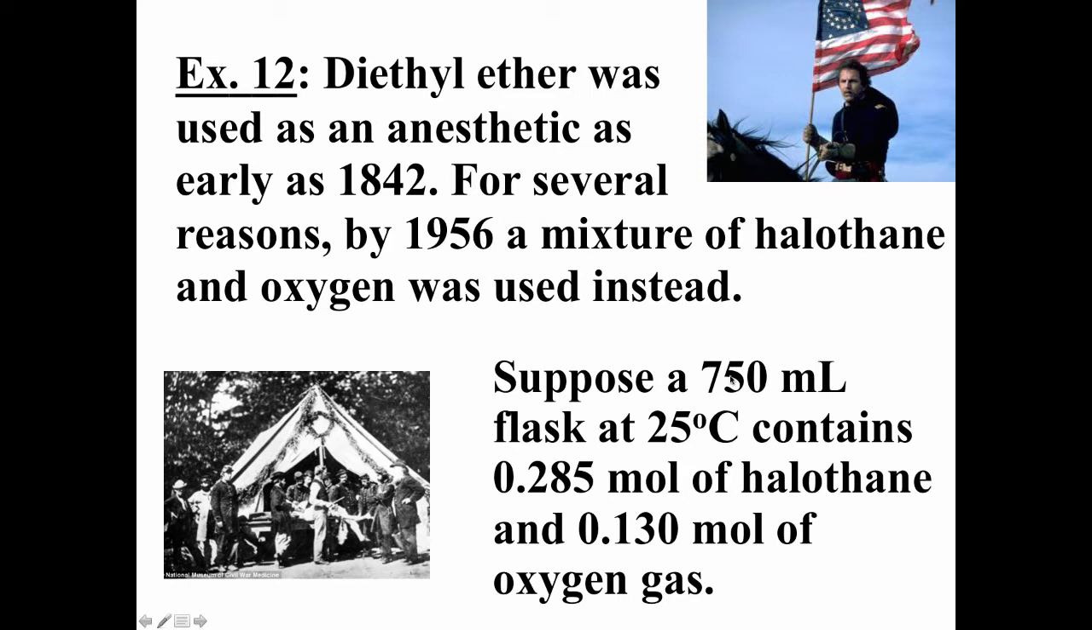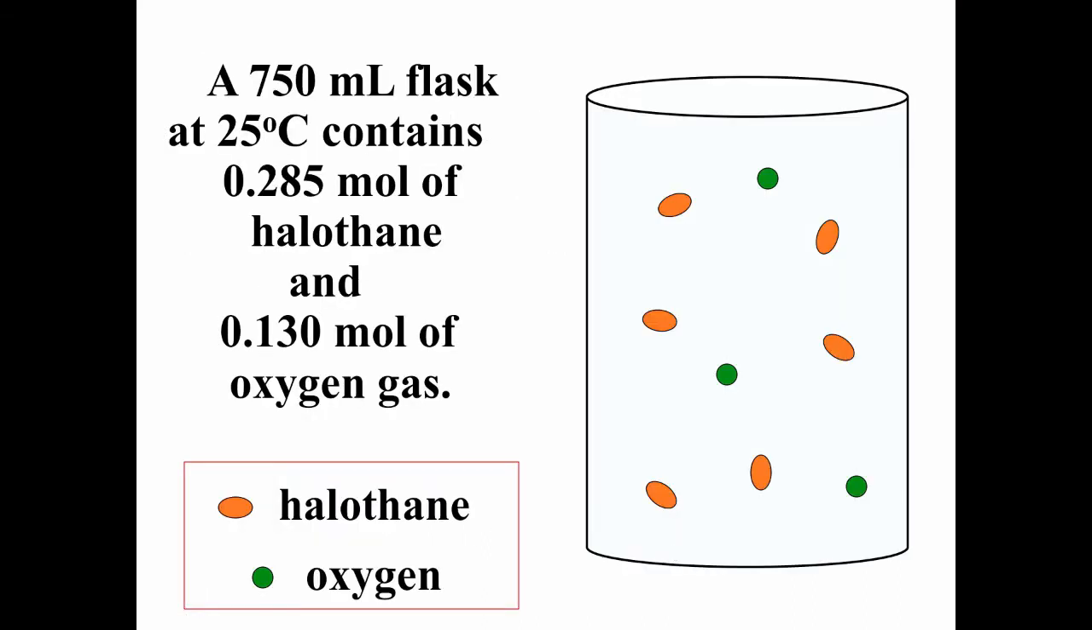So let's suppose, now dealing with gases, that we have a 750 milliliter flask at 25 degrees Celsius, and it contains 0.285 moles of halothane and 0.13 moles of oxygen. Both of these are gases. Here is a representation of the halothane, which is the orange, and the oxygen, which is represented by the green. We have a little more than twice as much halothane as we do of oxygen on the basis of moles, and both gases are in this container or flask.